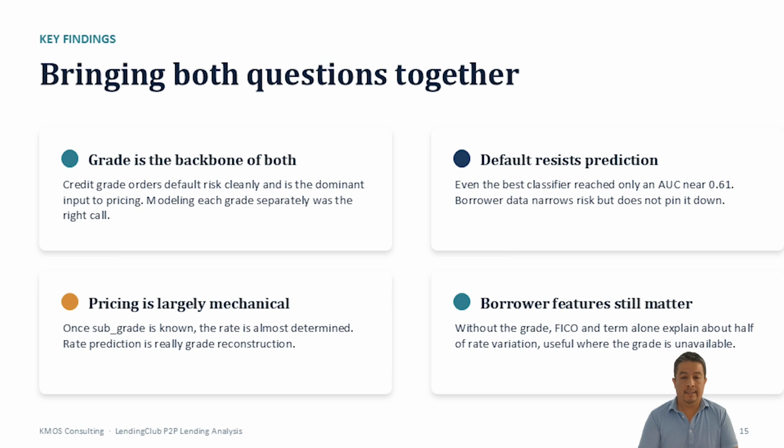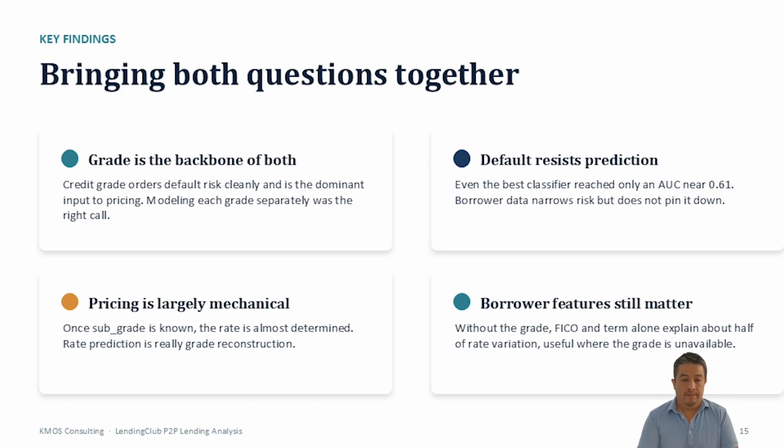The third finding is that interest rate prediction is much stronger. Once LendingClub's subgrade is included, the models explain almost all of the variation in interest rate. This suggests that predicting interest rate with subgrade included is really close to reconstructing LendingClub's internal pricing logic.